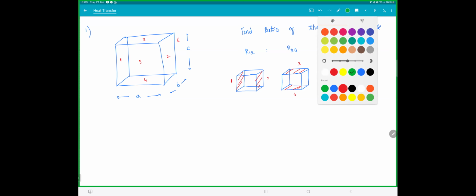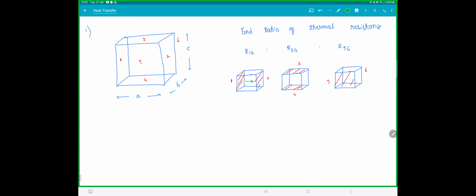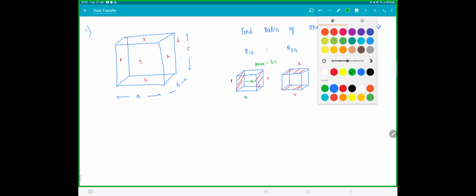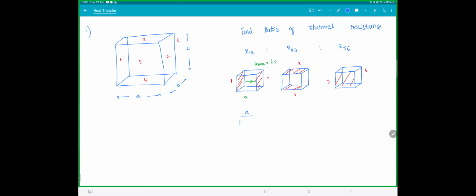So here the heat is flowing from left to right. So the length is A and the area is BC. So this would be A by K BC. Here the heat is flowing from up to down. So this is BC by KAB. This is B by KAC.